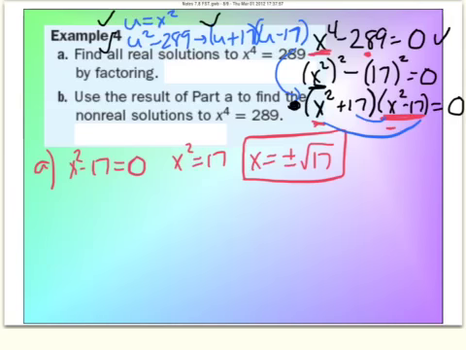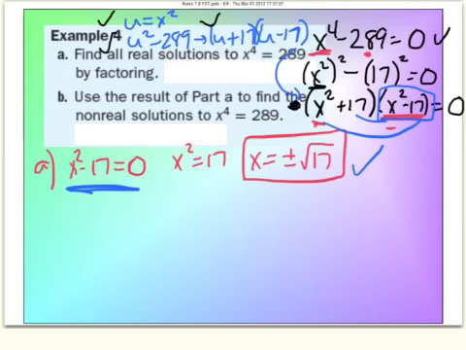Now, it says here, find the real solutions. They didn't necessarily say show the factors, but they want us to find the solutions by factoring. So what we've done is we can actually take this particular factor, set it equal to 0, and that's going to give us 2 of the real solutions. Now, if we were to continue on with this one, part B says use the result from A to find the non-real solutions.